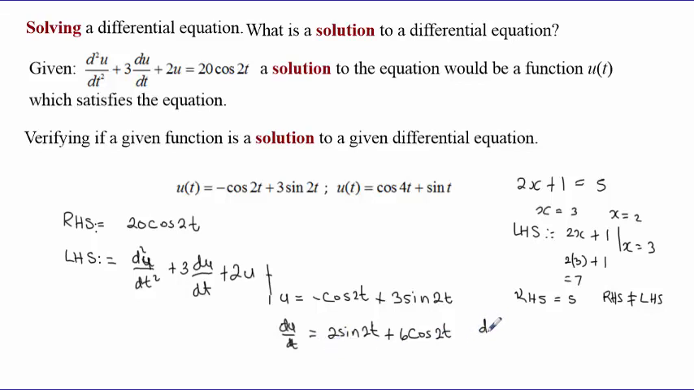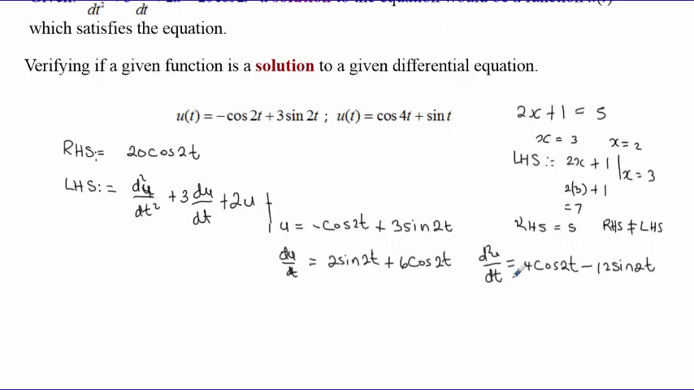And then the second derivative is going to be 4 cos 2t minus 12 sine 2t. Now I've got to substitute all this in this expression and see what we get.